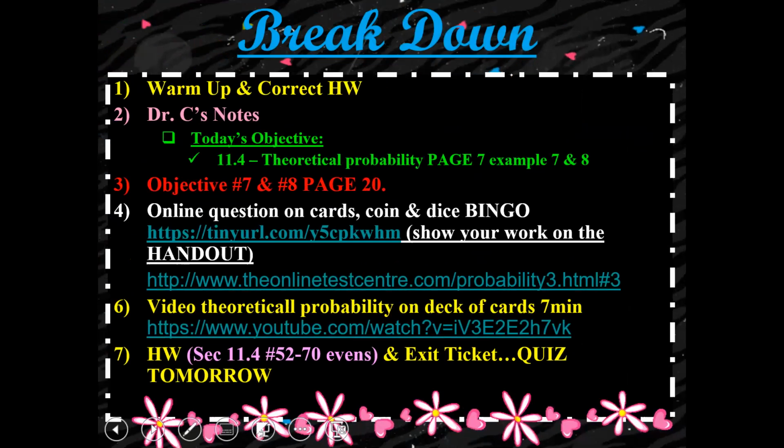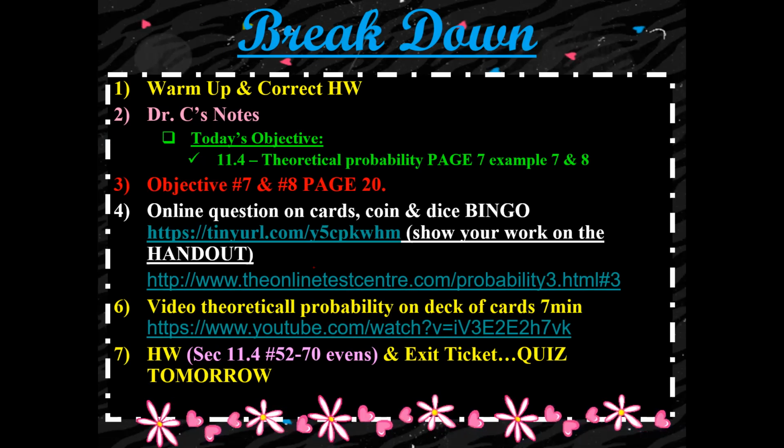Okay, so today we're going to talk about 11.4, which is on theoretical probability. It is on page 7 of your white guided notes. We're going to go over examples 7 and 8. We're also going to go over objective number 7 and number 8 on page 20. Then you guys have an online question card on coins, dice, card, bingo, and you're going to show your work on the handout. So for you guys doing this at home virtually, you don't really have the handout, but you can just show your work on a piece of paper. It's actually a really easy template to copy down.